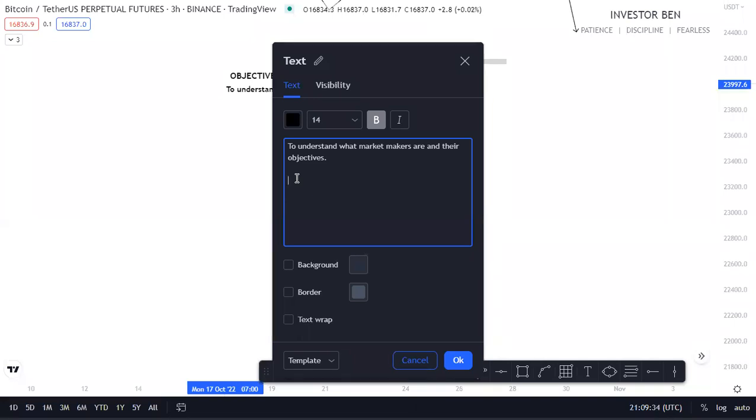Another objective of the retail traders is to understand how the market makers manipulate and move the markets. Now, if you've learned about liquidity, well, let me pause. Let's just continue. To understand how the market makers manipulate or move the markets.